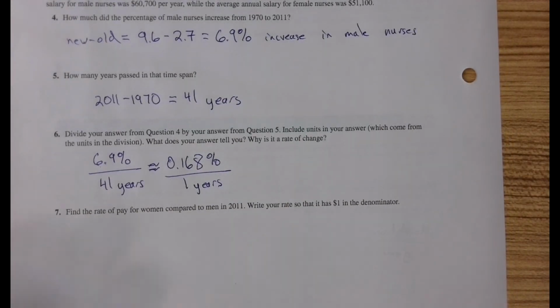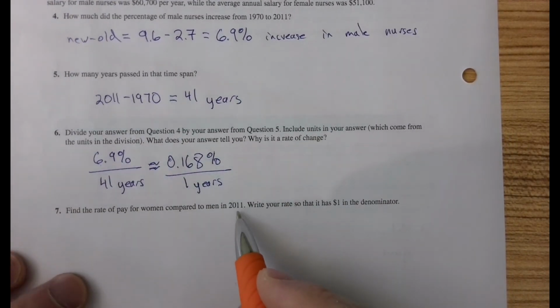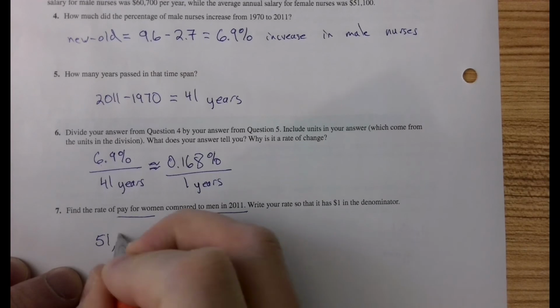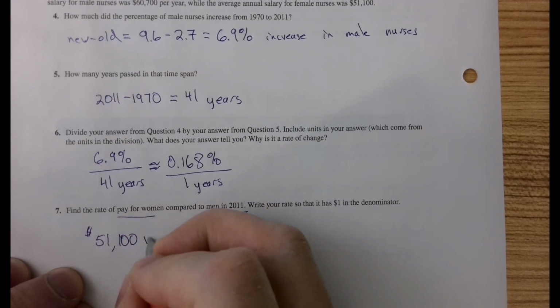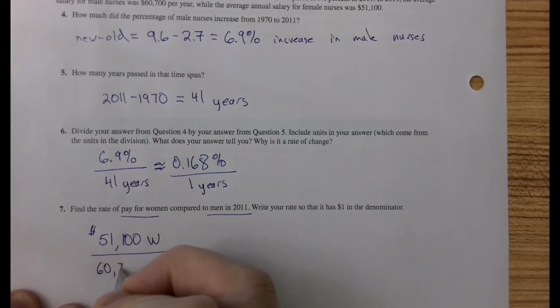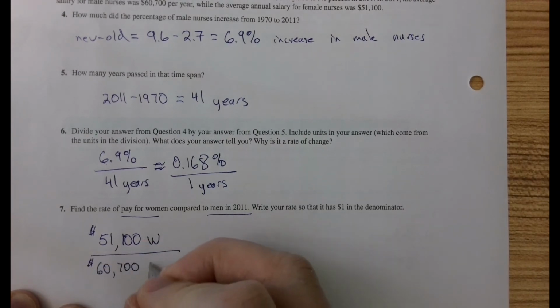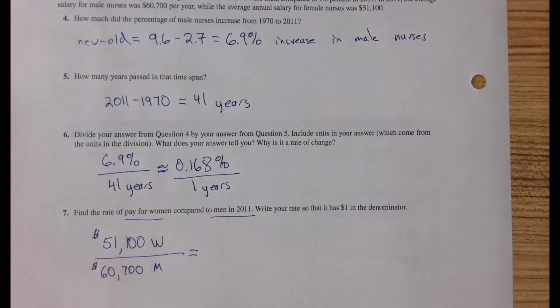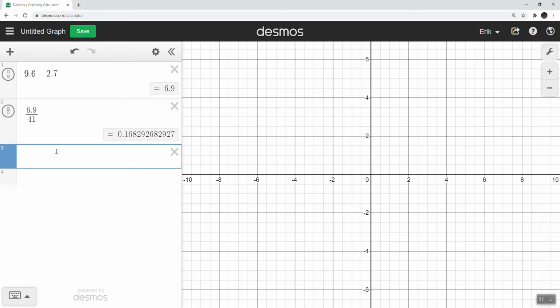All right, let's check out the second one. We're going to take the rate of pay for women compared to men in 2011. Notice the order these are written, so we're going to put the women's dollars on top. Women nurses in 2011 were paid $51,100, and I'll put a W there so we know it's women. The male nurses were paid $60,700, and I will put an M there for men. Let's find this as a unit rate by getting a 1 in the denominator. We take 51,100 divided by 60,700, and rounding to the nearest cent, we get 0.84.